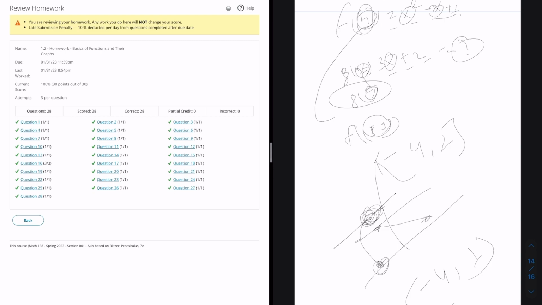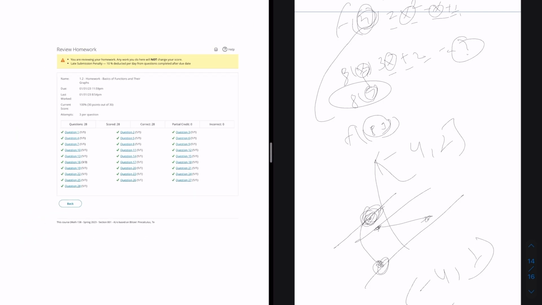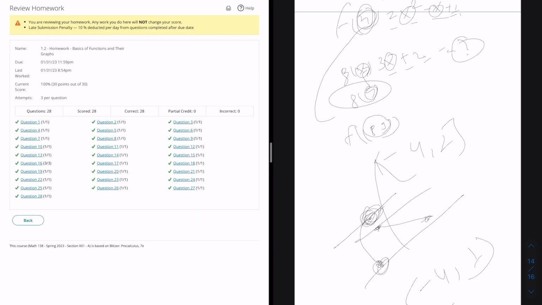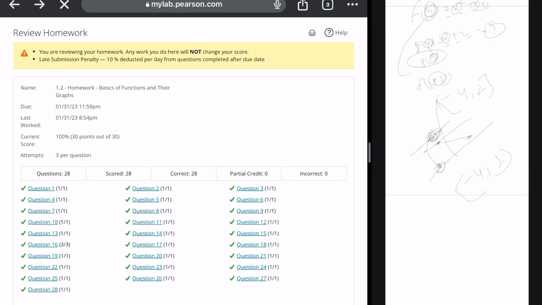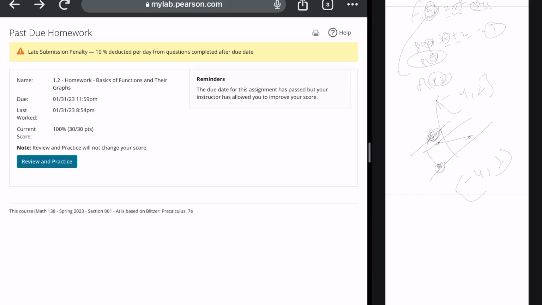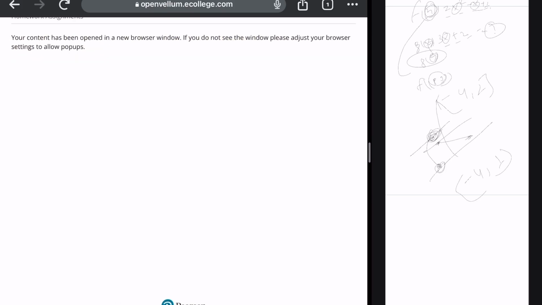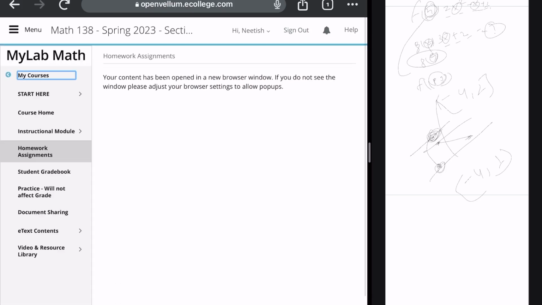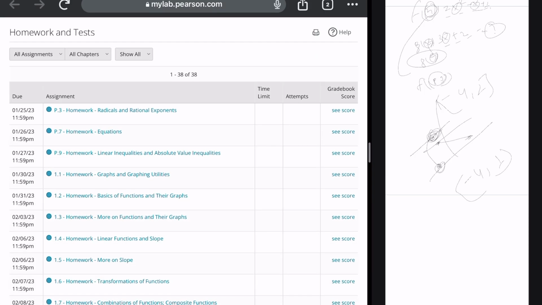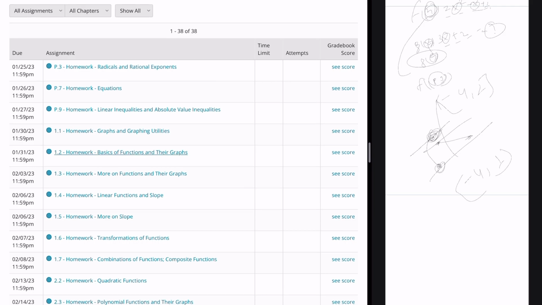So tomorrow we will be doing which chapter? Let me check. Okay, 1.2 is completed, so tomorrow we will be doing 1.3, more on functions and their graphs.